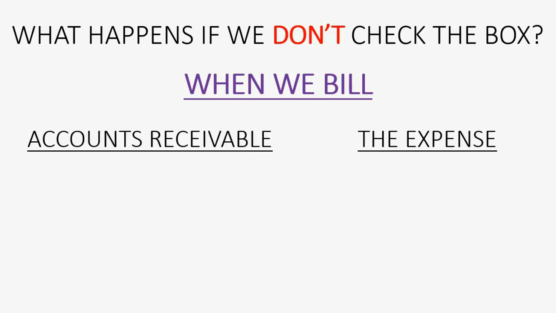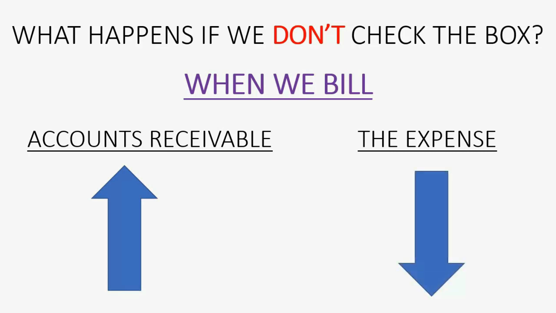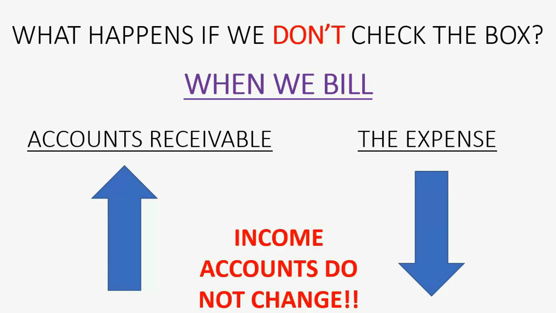However, now that we remove the check box, when we bill, of course accounts receivable goes up because we just sent an invoice to a client. But this time, because the check mark is removed, the related expense would go down. And that's going to be the difference in behavior when we record this next example. When we do this, no income accounts change at the moment we bill. Instead, the expense will go down.